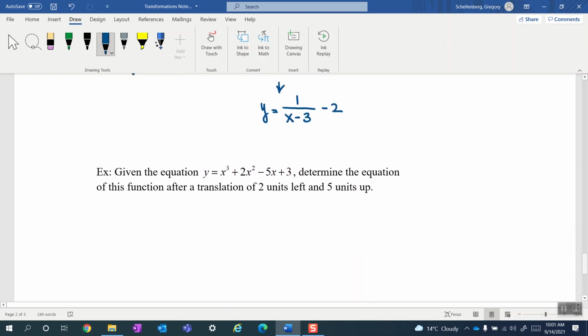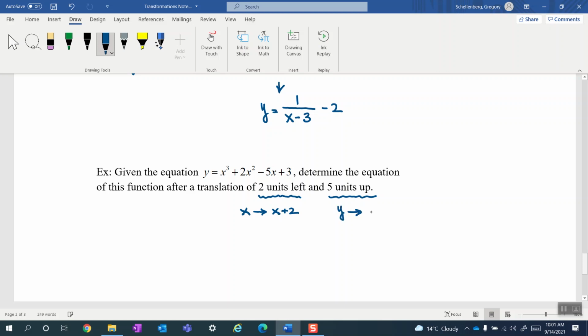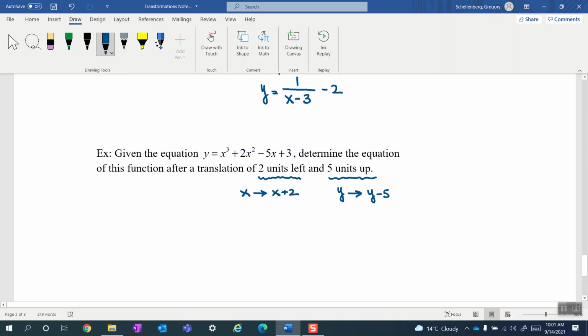And the very last one, so we're given this equation and we want to come up with the equation that shows a translation of 2 units to the left and 5 units up. Okay, so if we're translating 2 units to the left, then we are replacing x with x plus 2. And if we're translating 5 units up, then we're replacing y with y minus 5. Okay, so we'll build this up. Y becomes y minus 5. And this is equal to, now we've got x cubed. We're going to replace that x with an x plus 2. I'm going to do so in brackets.